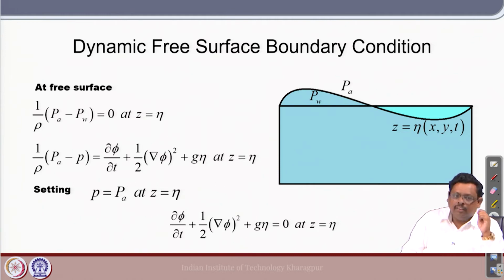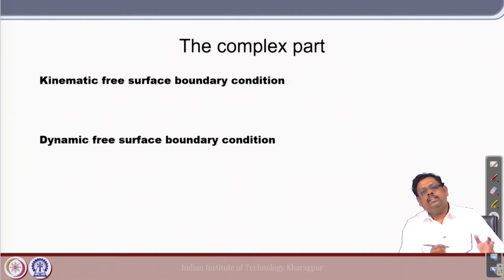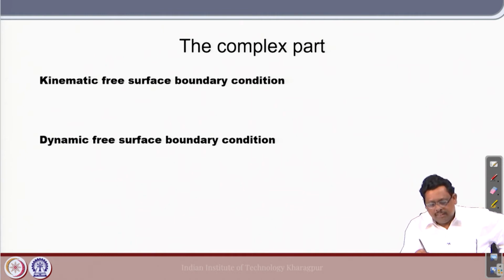One is what we call the kinematic free surface condition, which tells about the kinematics of the water particle, and the second one is the dynamic free surface boundary condition, which talks about the pressure over the free surface. Okay. So, what is the complex part of it? Now, this is the equation, the derivation of the equation is fine, but what is the complex part?